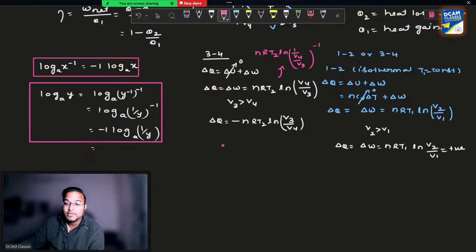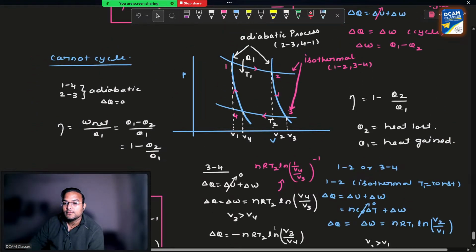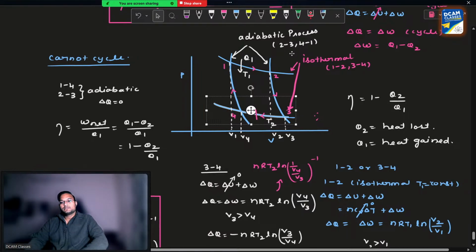That means what? Here from 3 to 4, heat is being lost. Delta Q is negative, means it's lost. And what is the value of the heat lost? It's this. What is this?